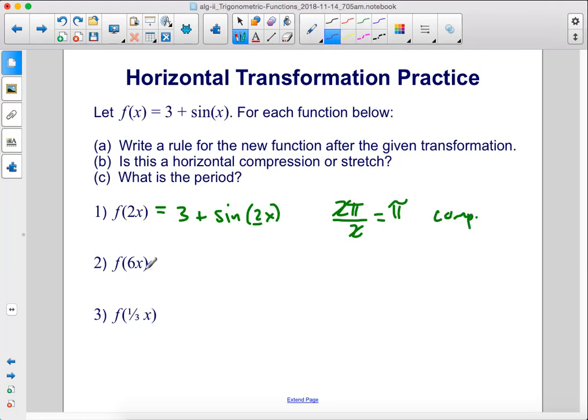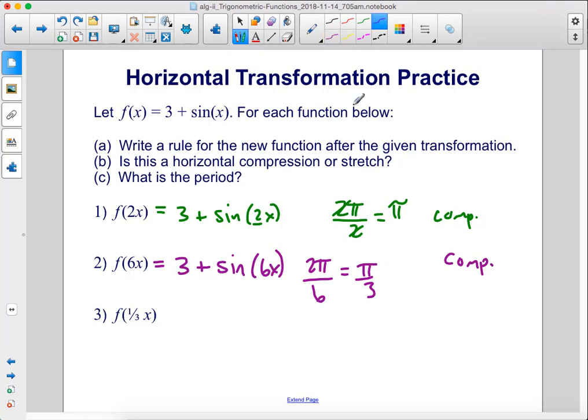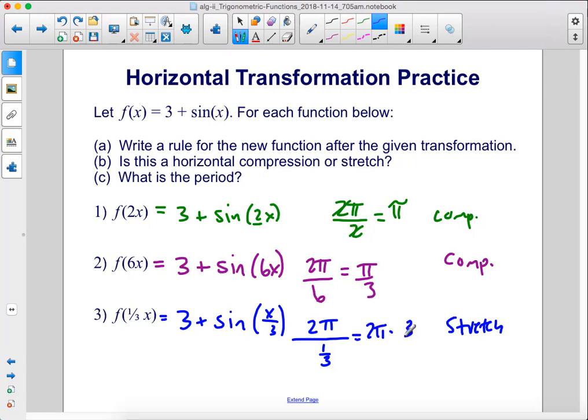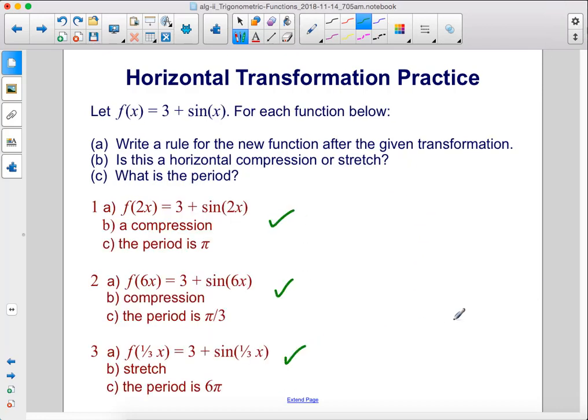All right. For f of 6x, that equals 3 plus sine of 6x. This is another compression since this b value is greater than 1. And the period is 2 pi divided by b, which is 6. Therefore, the period is pi over 3. And here we have 3 plus sine of x over 3. And this is a stretch because our b value is 1/3. And the period is 2 pi divided by 1/3, which equals 2 pi times 3, or 6 pi for our period. There are the answers.